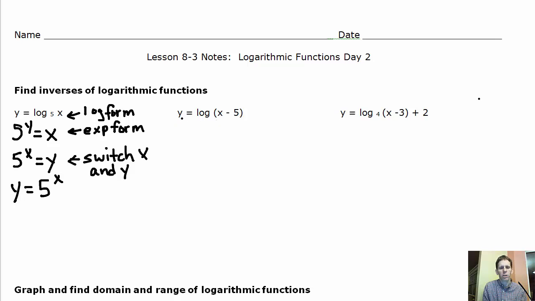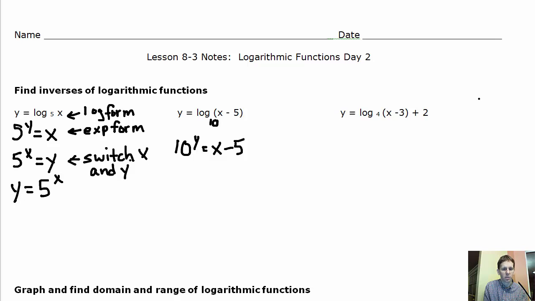We'll do the same thing with this equation, y equals log of x minus 5. You may recall if there's no subscript here for the log, we're using base 10. So you can write a little 10 in here. This is logarithmic form. Our first step is to get it in exponential form. Exponential form, here's our base, it's 10. Our exponent is y, and it's equal to x minus 5.